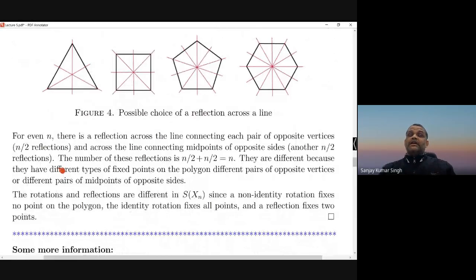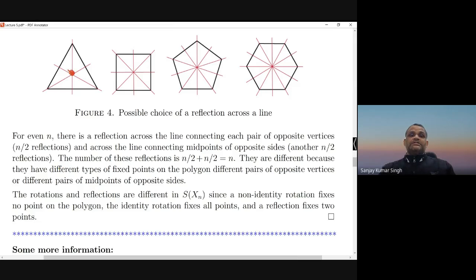Now you can ask whether maybe some reflection is the same as a rotation, or some rotation is the same as a reflection. But that is not the case here. Why? Because we know rotations come from matrices of determinant 1, and reflections come from matrices of determinant -1.